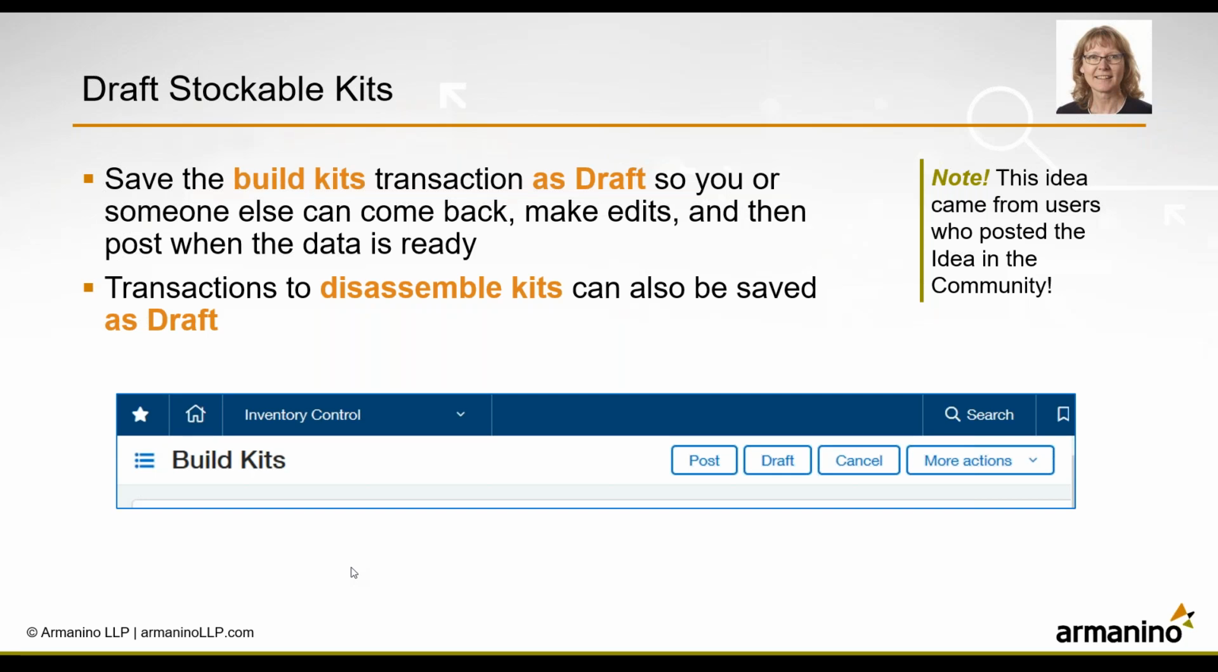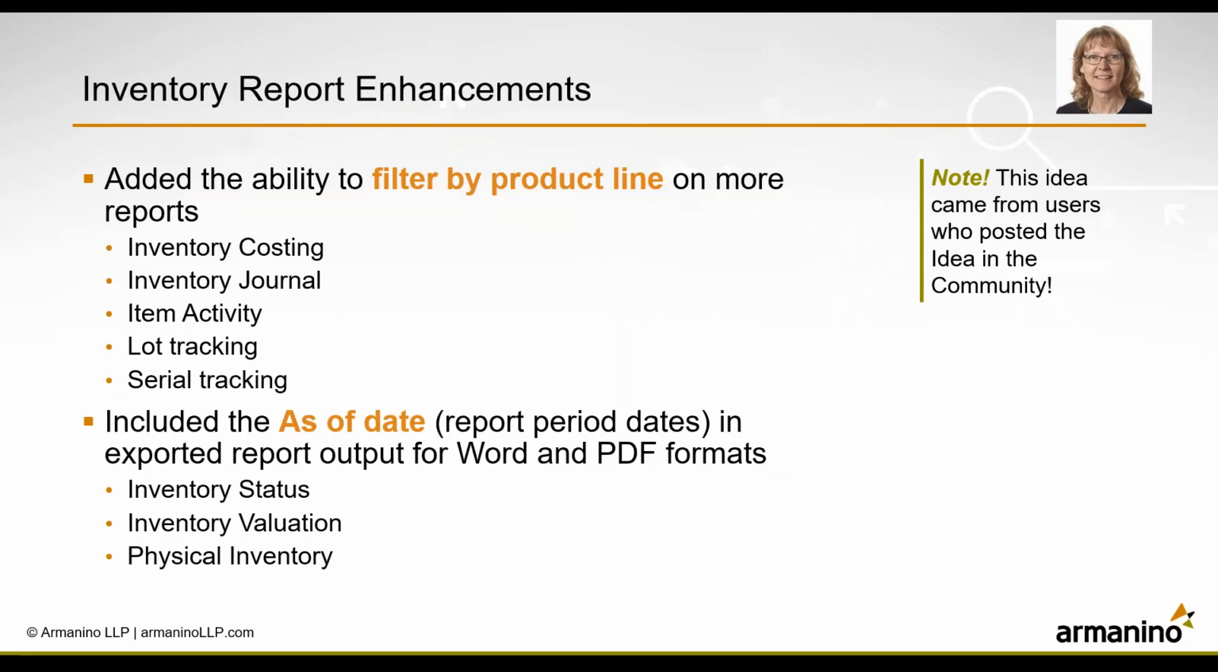So love seeing that draft button become more and more available with the process of inventory. Couple other enhancements, and these are good ones for reporting because these are filters that you need to be able to do when you're running standard reports out of Intacct. So on the first bullet there, the filter by product line is now an available filter for all of those reports that are listed there.